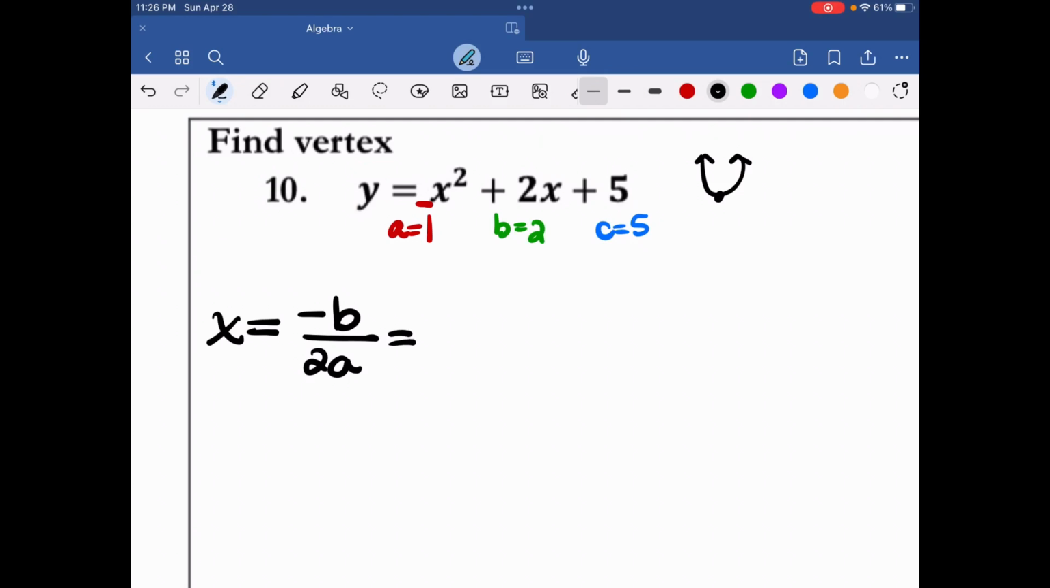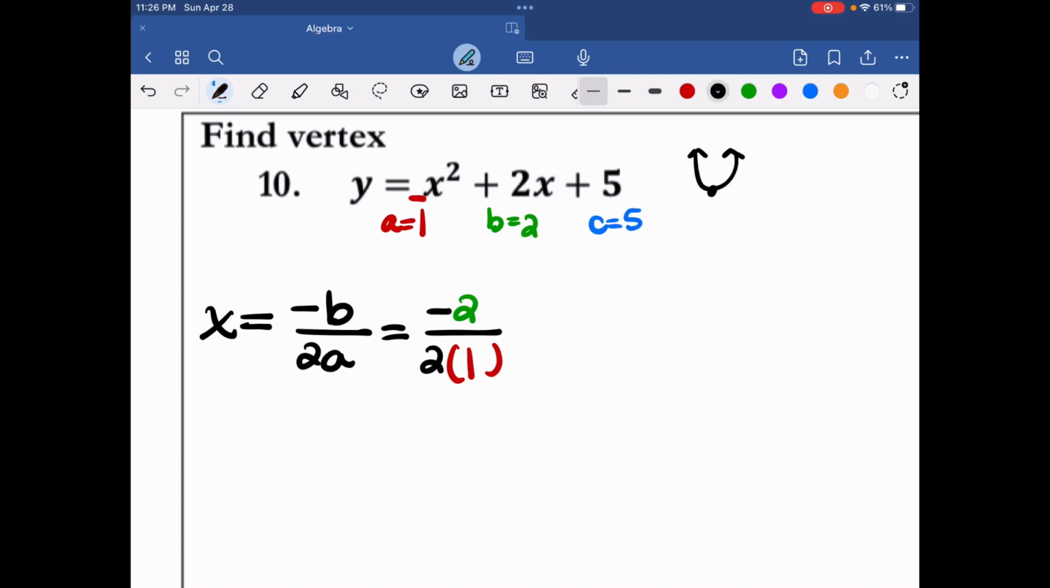So what we're going to do is we're going to use it. We're going to put a negative, and then we put b. Well, the number for b is a 2, so now you got to put a 2. And on the bottom, you're going to put a 2 because it says 2, and then it says a. So now you got to put the number for a. A is a 1, so you got to put a 1 in there.